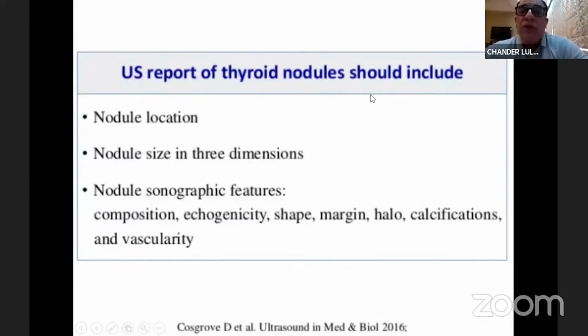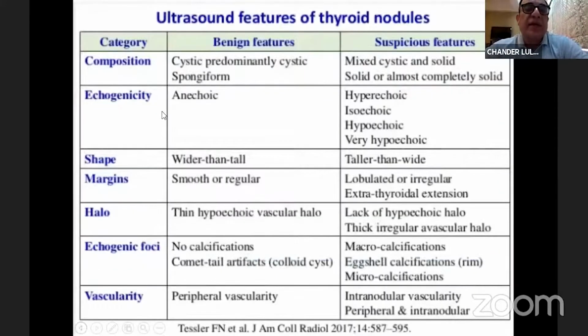Now, when we report the thyroid, we usually give the location, the size, and volume, and then we describe all the features: the composition, echogenicity, shape, margin, halo, calcifications, and vascularity. And as I said earlier, all the features which are benign are usually cystic, anechoic, wider, smooth, thin echo halo, no calcifications or comet tail, and peripheral vascularity. And everything else is suspect for malignancy, and we shall see how it goes.